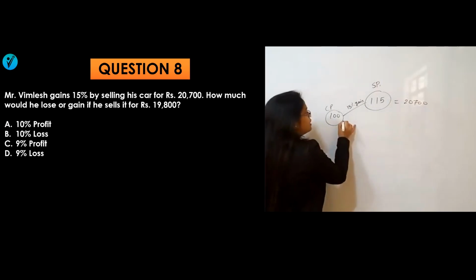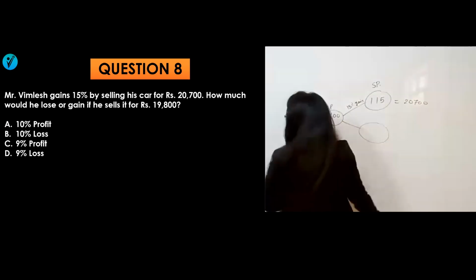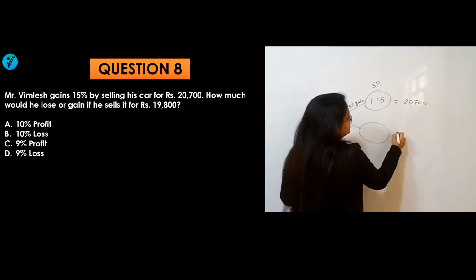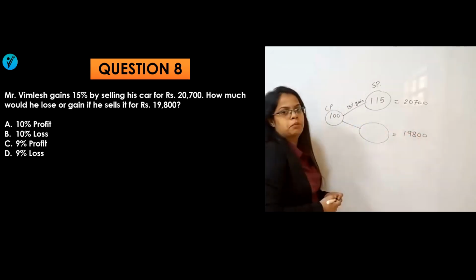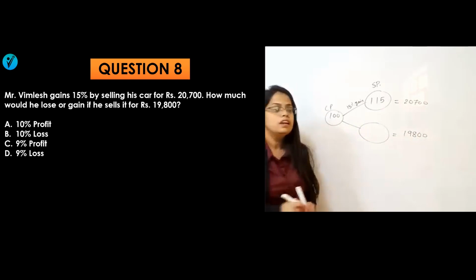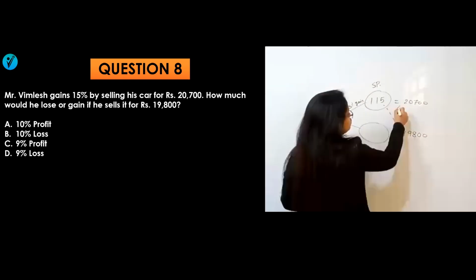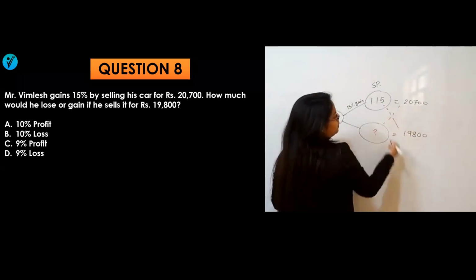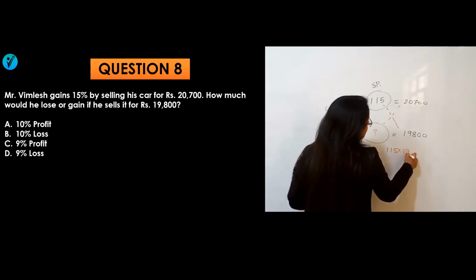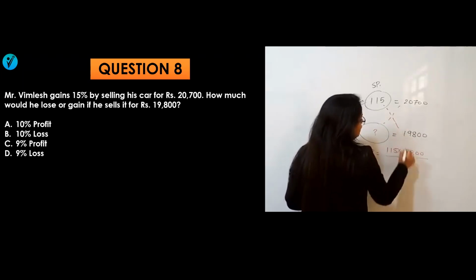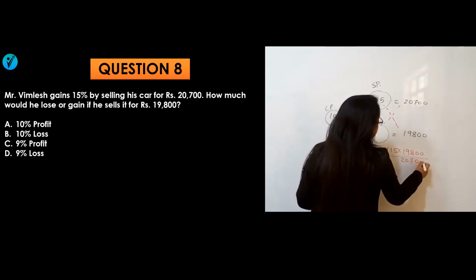But this one is given as 20,700. So they are asking you here, what will be his profit percentage if he is selling this at 19,800? So what will be this term? We will simply do the cross multiplication. So by this cross multiplication, what will we get here? Question mark is equal to 115 into 198,000 divided by 207,000.